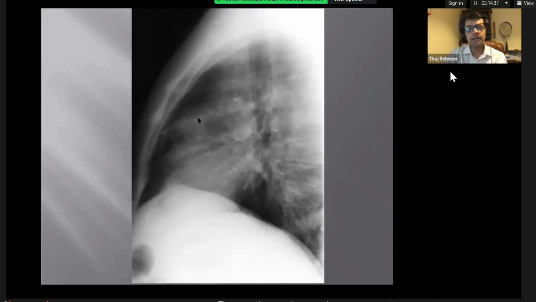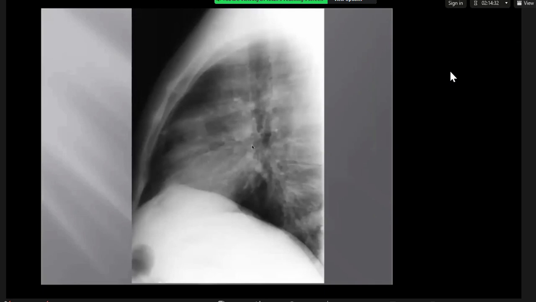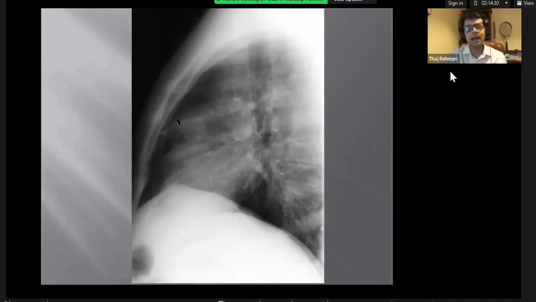It's a bit subtle. So there is an opacity there. It's anterior to the hilum. So the hilum is there, and it's anterior to the hilum. And the fact that there is a lucency surrounding the mass means that it is not in the mediastinum.